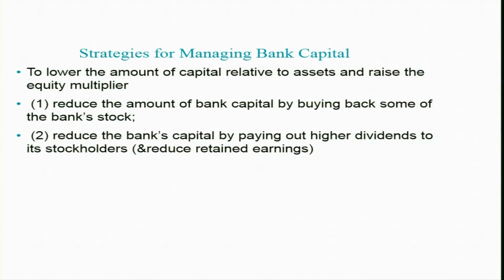To lower the amount of capital relative to assets and raise the equity multiplier, one option is to reduce the amount of bank capital by buying back some of the stock issued by the bank. The second option is to reduce the bank's capital by paying out higher dividends to its stakeholders. That means reducing the retained profit the bank keeps and distributing more dividends, so that the net total capital of the bank comes down.